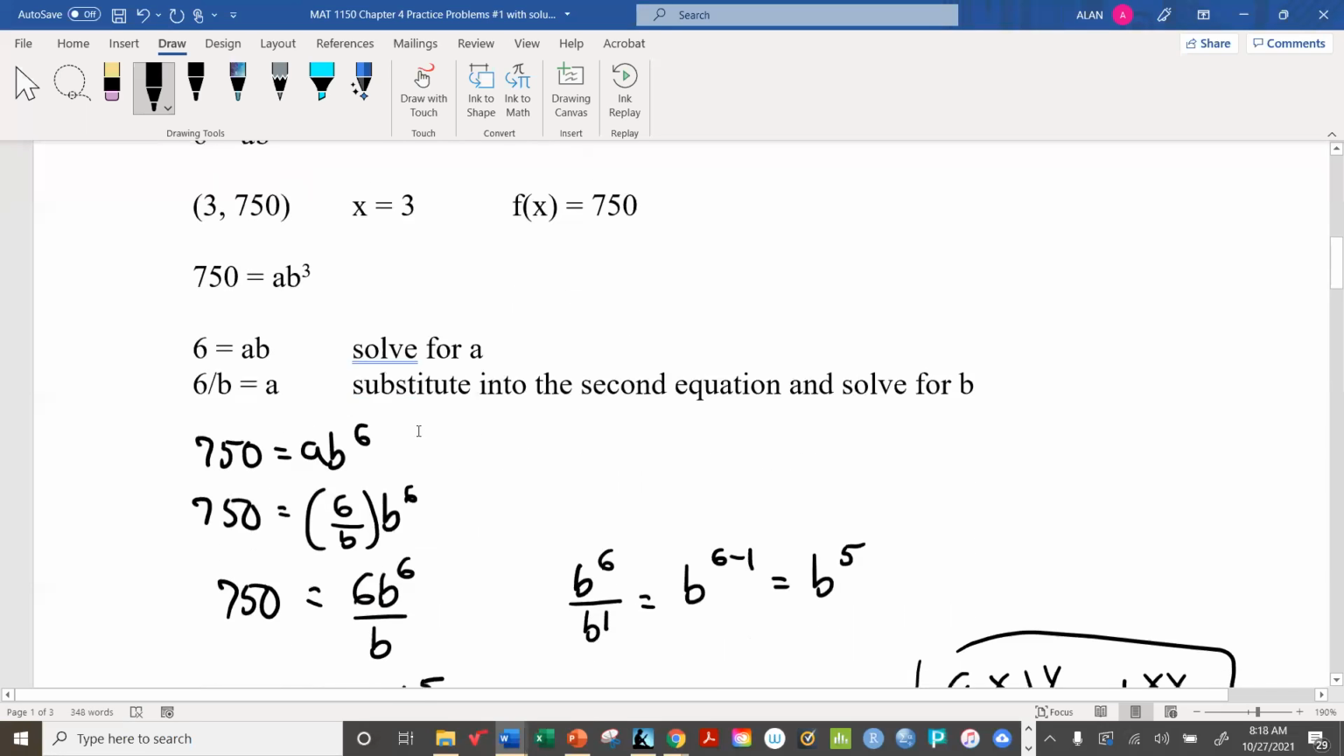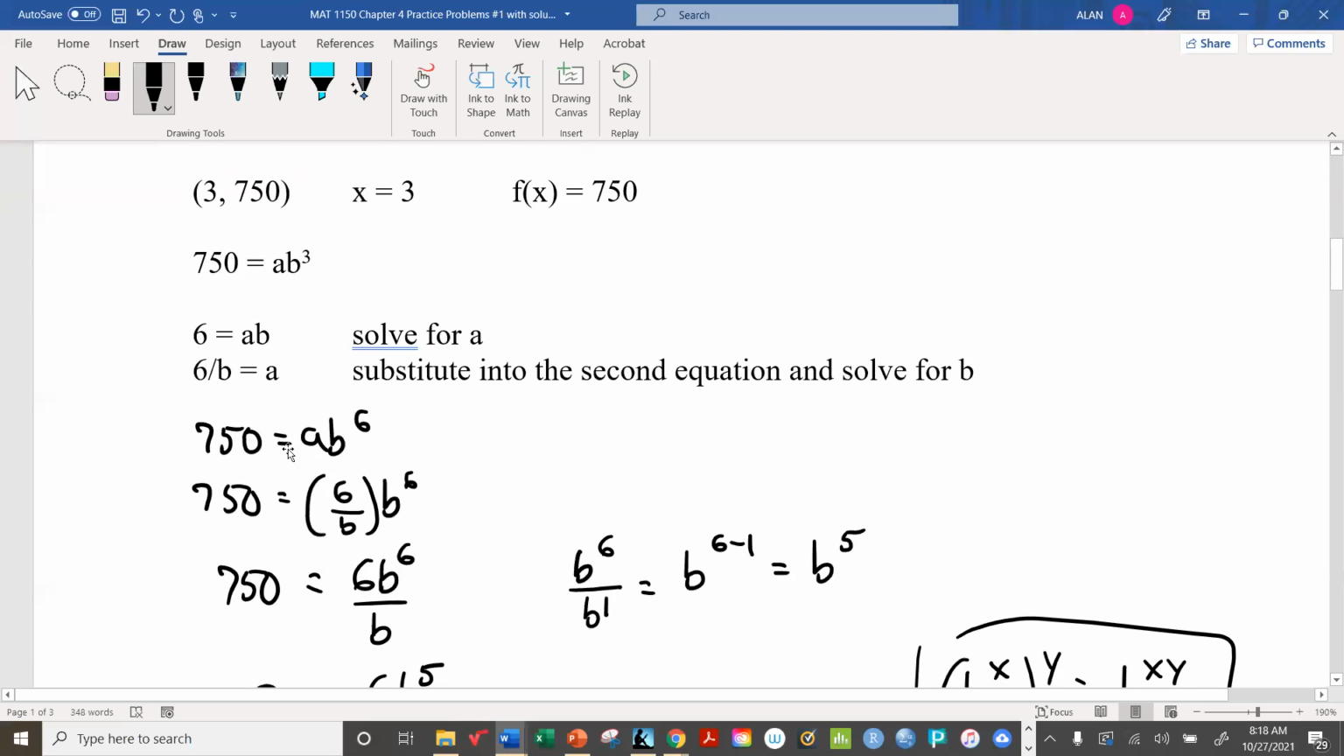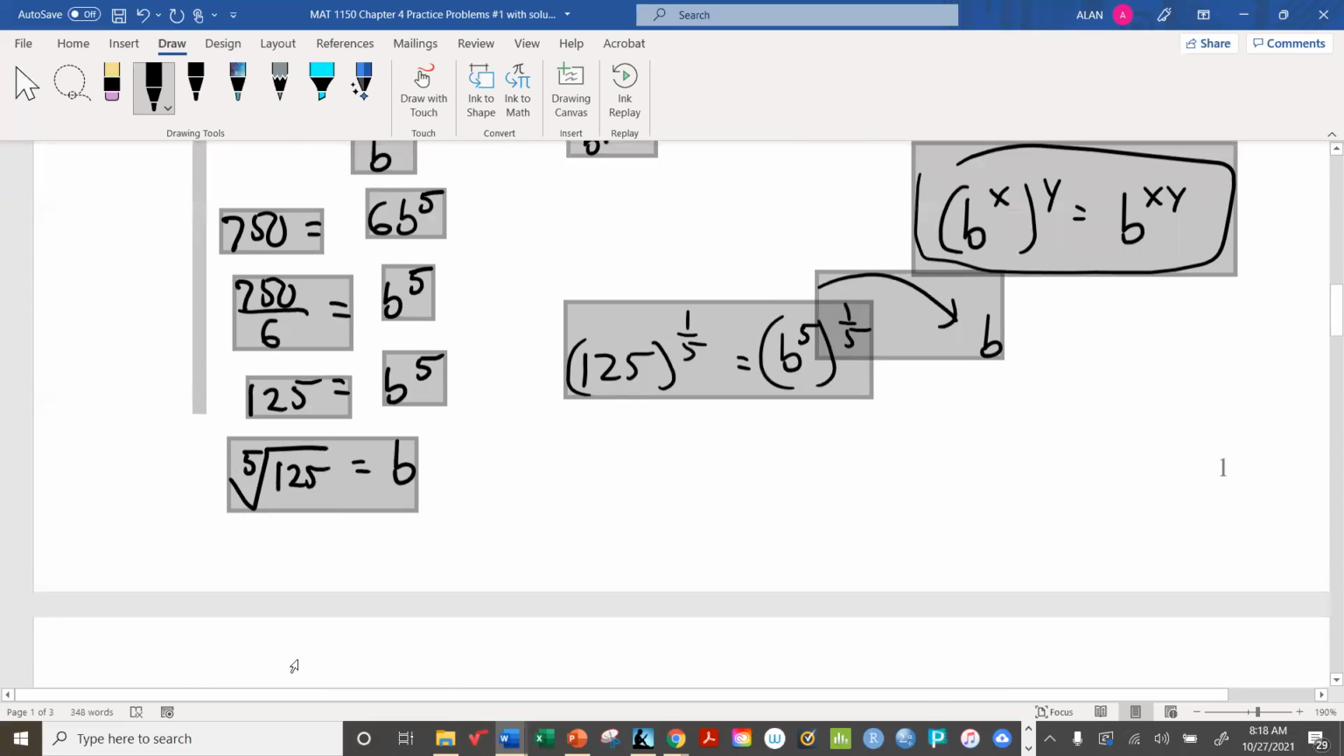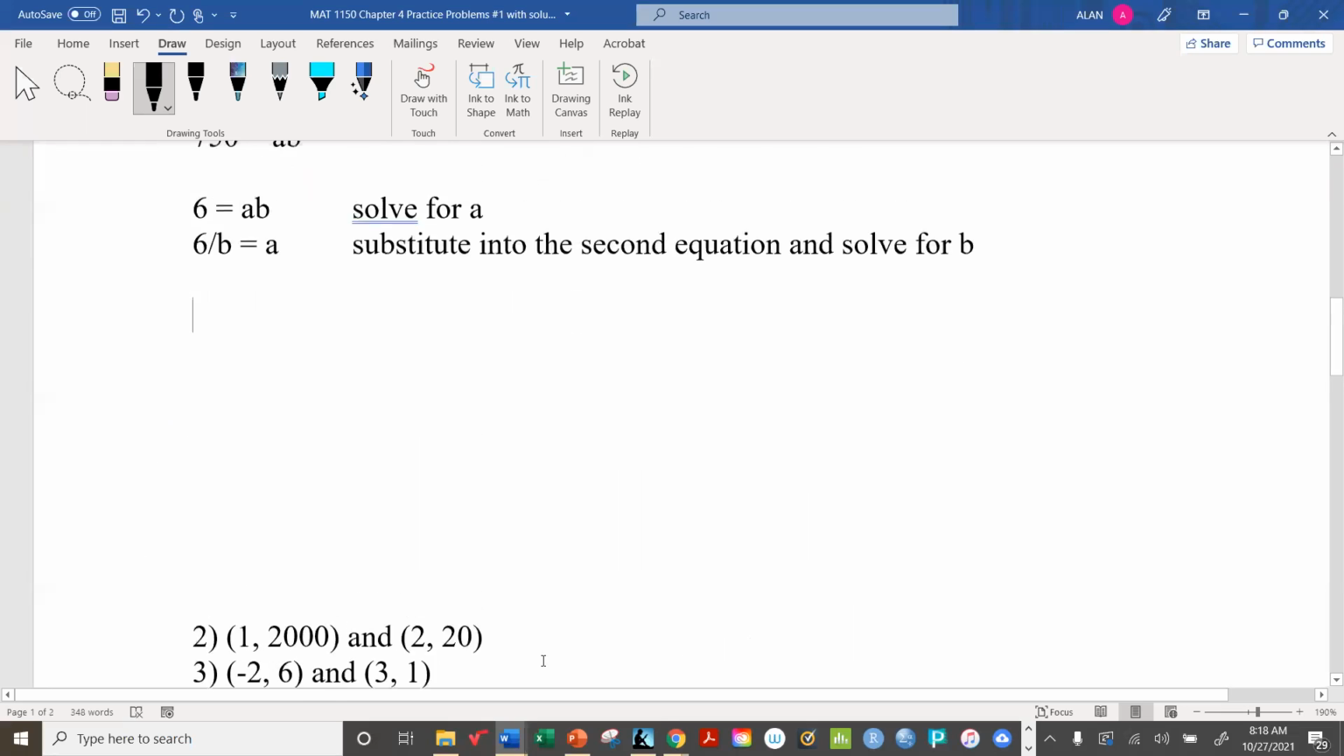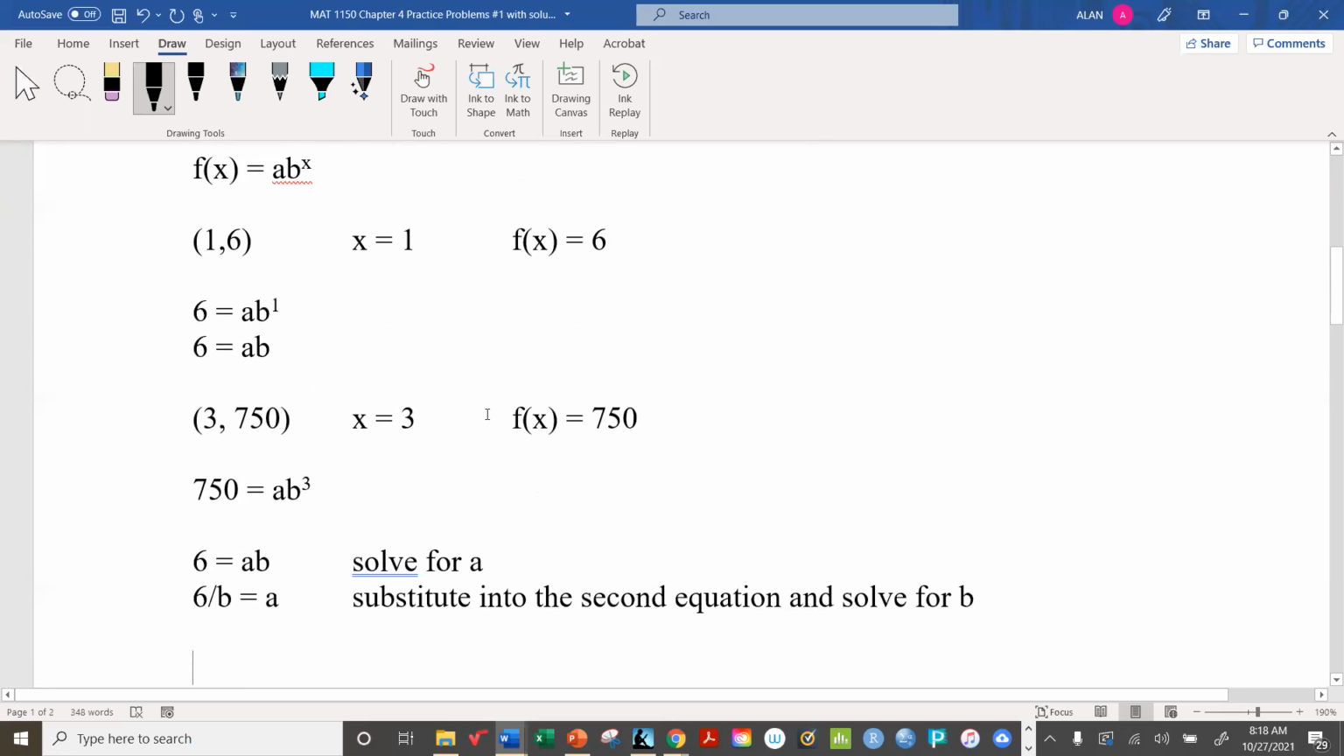Yes, I'm glad to see that. Let me just get rid of all this. After all that, I made a dumb substitution there. It's supposed to be 750 equals AB to the 3rd power, because this is X, okay? So this is the 750. This is the X. All right, well, that's going to make it a little simpler. The 5th power is very difficult to work with, as you can see. But anyway, the first part is fine.